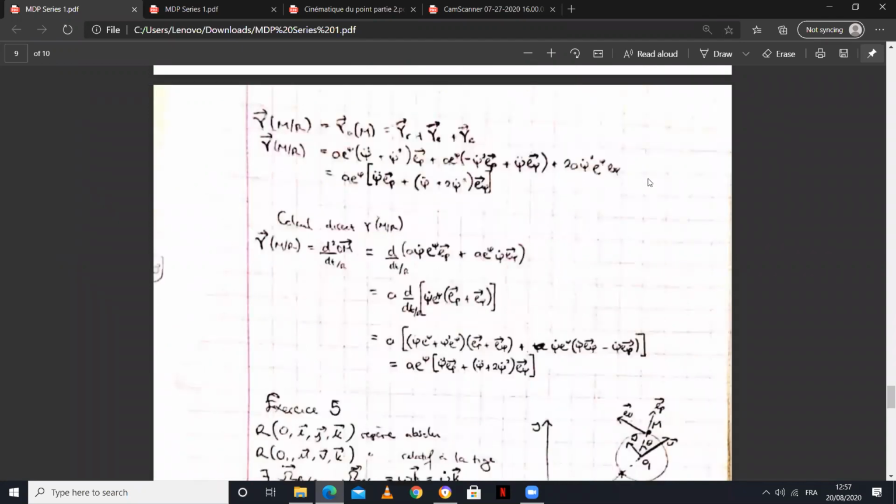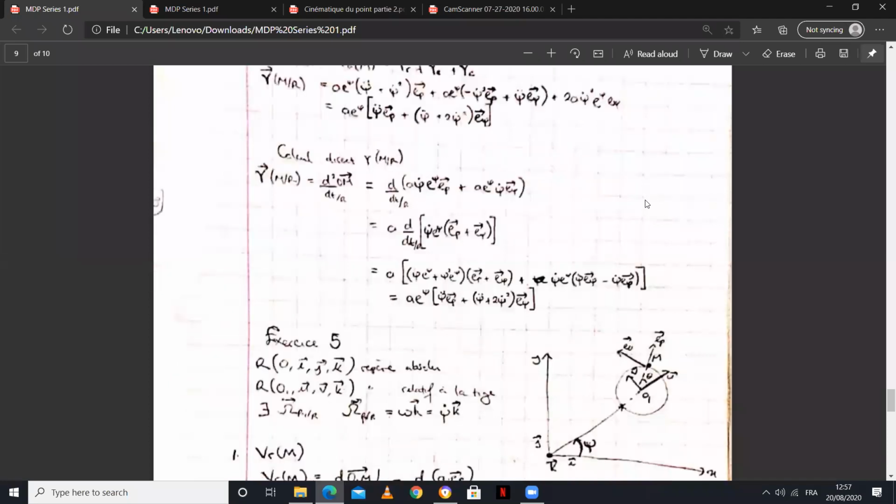I don't know if there are any questions in exercise 4. Est-ce qu'il y a des questions jusqu'ici avant d'entamer l'exercice 5? Est-ce qu'il y a des questions ou bien c'est clair? Are there any questions? Is it clear?